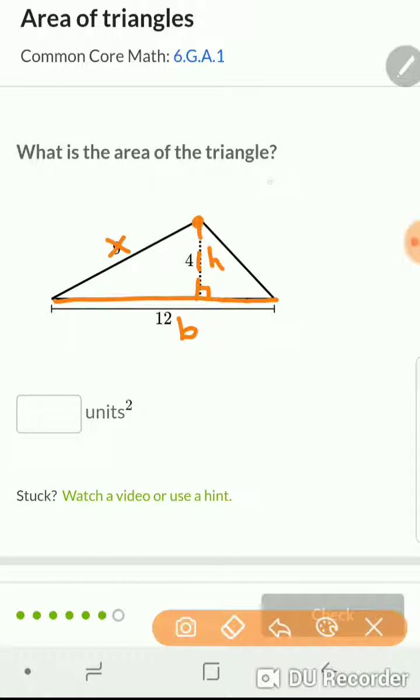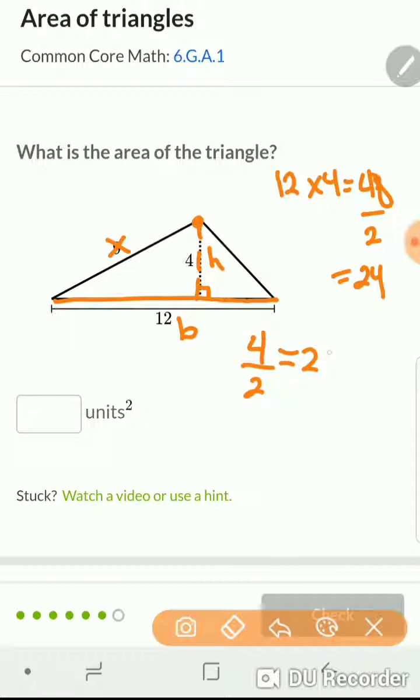So I multiply 12 times 4. I get 48. Take half of 48, which is 48 divided by 2, and that's 24. I could have also done it by taking half of 4. So 4 divided by 2 is 2. And then 2 times 12 is still 24. I could have also done it by, since 12 is also even, I could have said 12 divided by 2 is 6. And then 6 times the 4 that's still there is still 24.